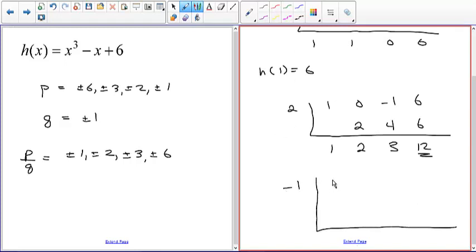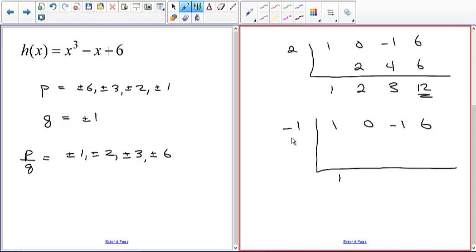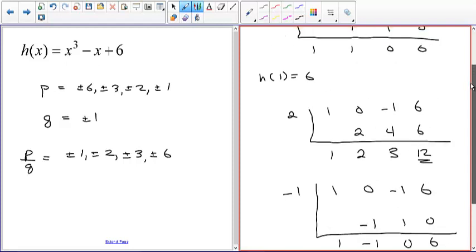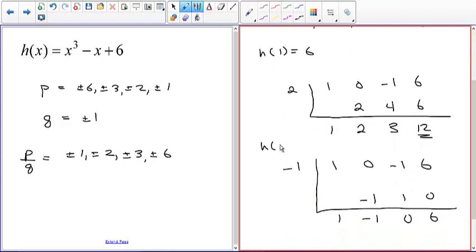So negative 1, 1, 0, negative 1, 6. Bring that down. Negative 1 times 1 is negative 1. 0 plus negative 1 is negative 1. So then we have negative 1 times negative 1 is 1. 0. 0 times negative 1 is 0. 6. Interesting. So again, h of 2 is 12, and h of negative 1 is 6.